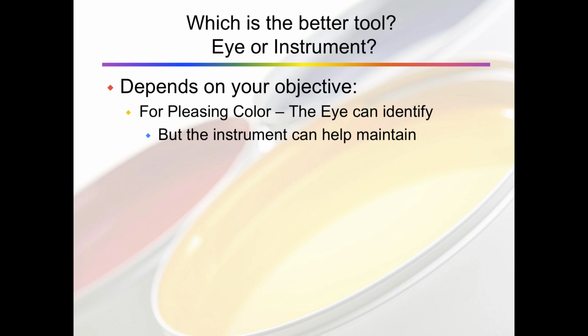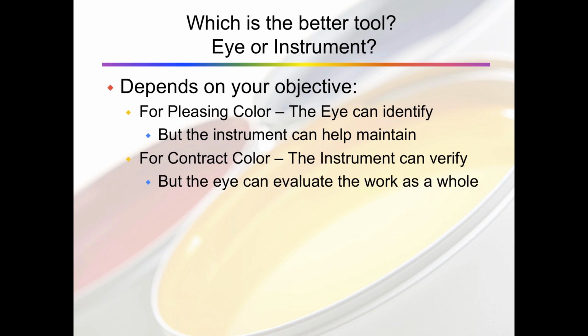So the eye is perfectly useful in these type of environments to identify what that target is going to be, whether it's the customer on site signing off on a sheet or just your own print manager saying this looks good, let's go ahead and run it. That's okay. But the instrument is then going to be your best tool to measure that sheet and then capture what that target is going to look like for the rest of the run and then help you maintain it. Now, if your objective is contract color, the instrument can verify. So the instrument's going to measure that sheet.